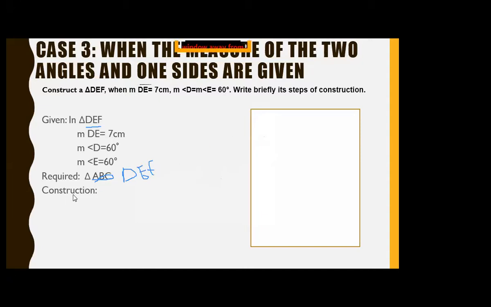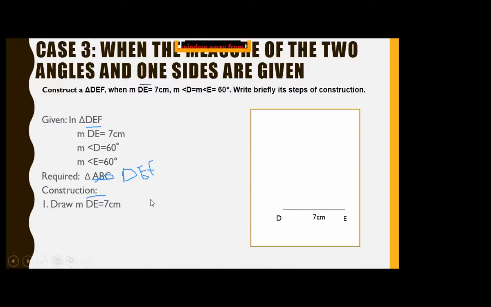Now, before starting the steps of construction, let's construct the triangle DEF together, right? So first of all, let's draw a line segment DE. With the 7 centimeter, we have to draw a line segment DE. So let's start with the step of construction. Draw measurement DE is equals to 7 centimeter. And what is missing here? We have to draw here a line segment. Clear?